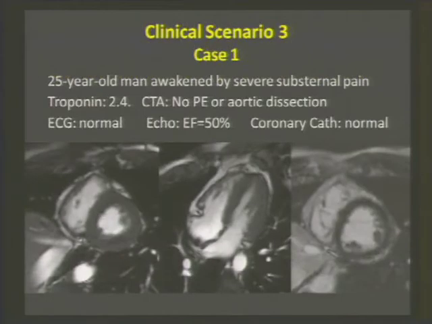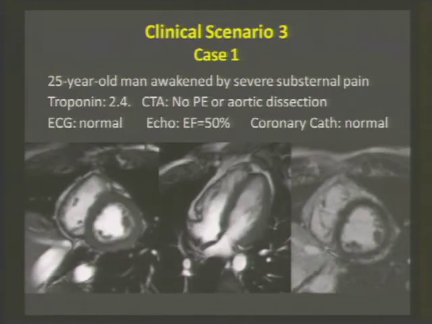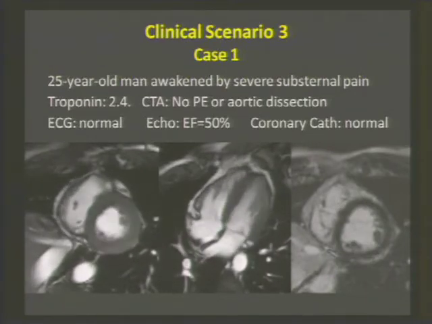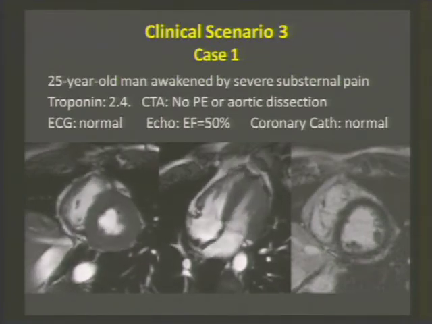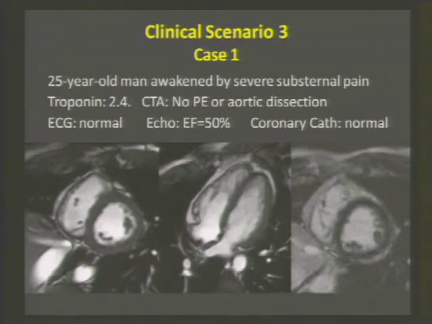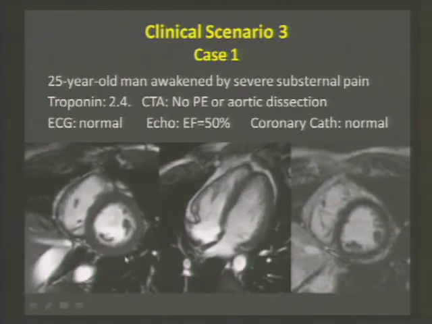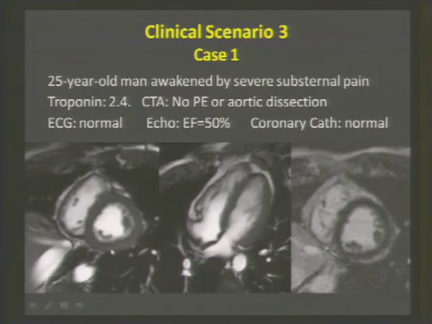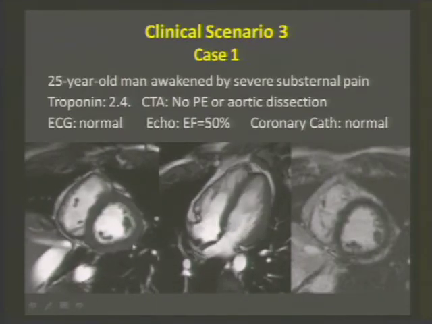This is a 25-year-old man awakened by severe substernal pain. He had no past medical history of anything. His troponins were elevated. He got a workup for PE and aortic dissection, which was negative. EKG, echo, and cath were all normal. When we look at the functional images here, you can see that this lateral wall has a high signal in the subepicardial distribution. This is without contrast.